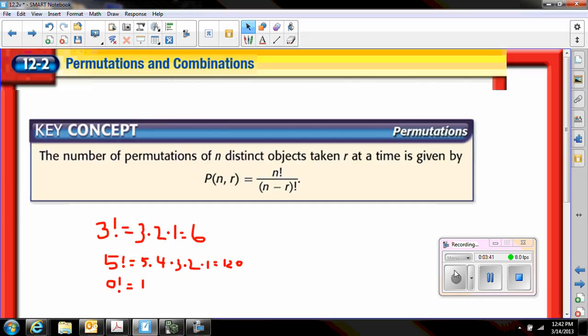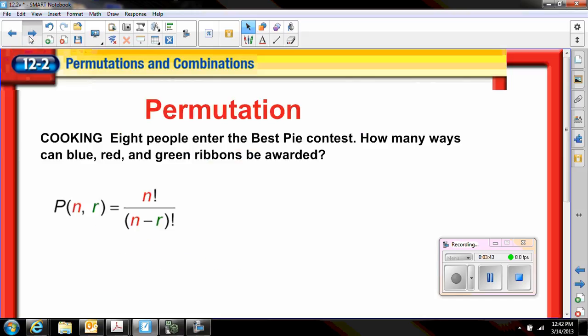So let's give this a try. First problem. 8 people enter the best pie contest. How many ways can blue, red, and green ribbons be awarded? So I have 8 people entering this contest. It matters who gets the blue, who gets the red, and who gets the green. And since it matters who gets which color ribbon, order makes a difference here. And since order matters, this is what makes it a permutation.